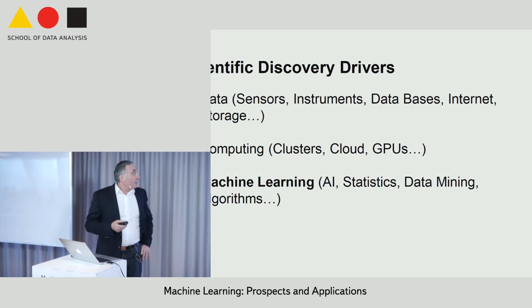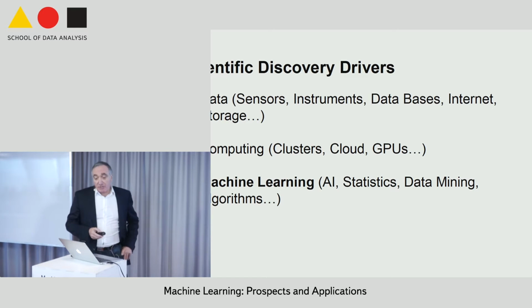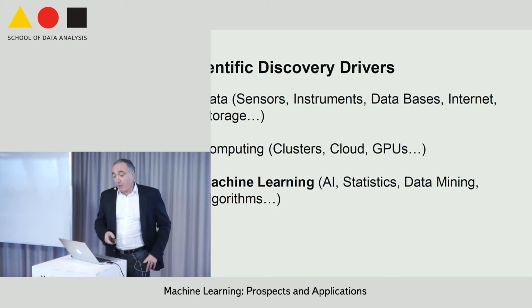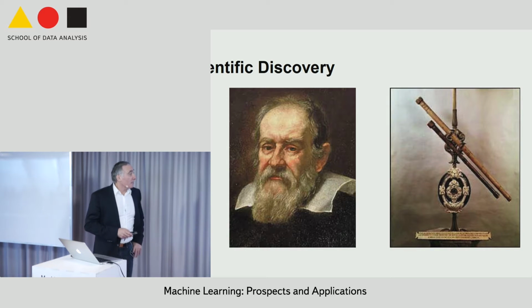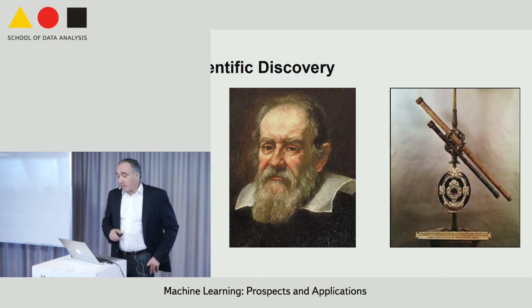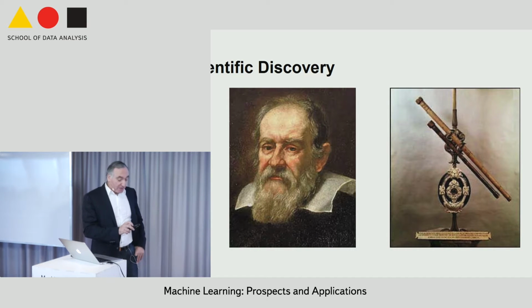So natural sciences, scientific discoveries: there are obviously three drivers that you know very well: the data, computing, and machine learning, or for me, it's going to be deep learning. To see this process, it helps to look a little at the history. If you go back to the beginning of science, right after the Renaissance, Galileo, you can see that he built this instrument, this telescope.